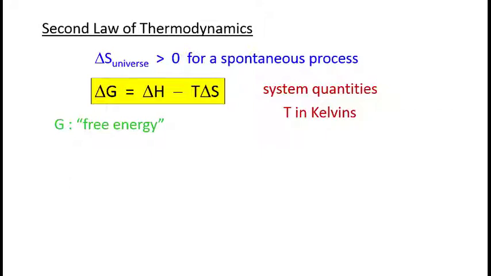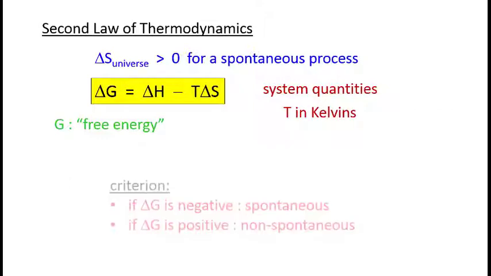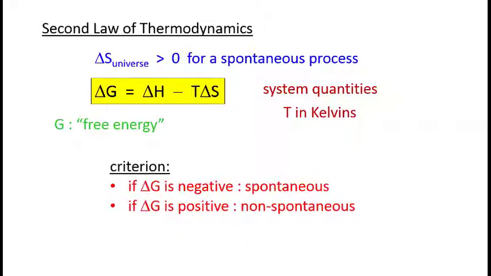Signs are important since it's ultimately the sign of ΔG that will dictate spontaneity. Our criterion for a spontaneous process is one in which ΔG for the system is negative. If ΔG is positive, we would say that the process is non-spontaneous.